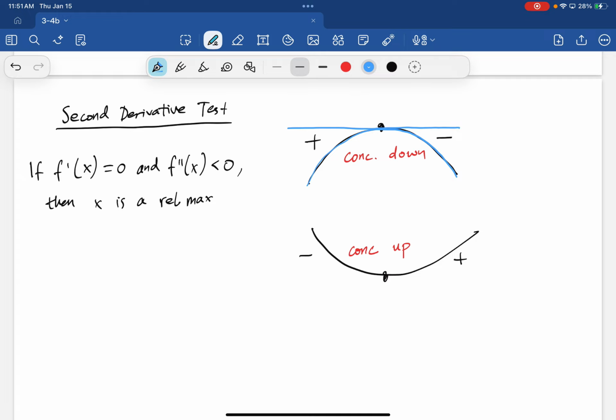Pretty straightforward. And then, if f prime of x equals 0, and f double prime of x is greater than 0, meaning the opposite case, then x is a relative minimum. Makes sense, kind of.